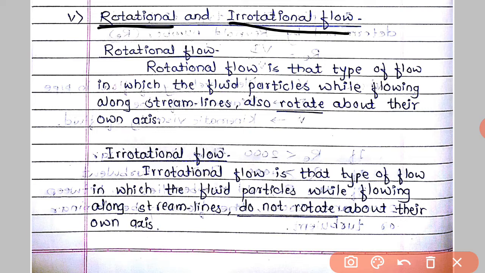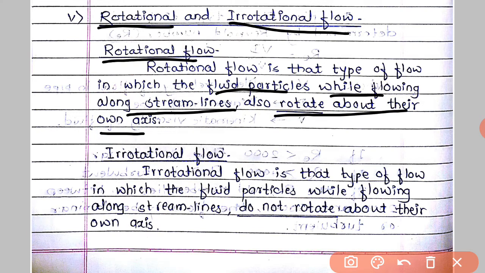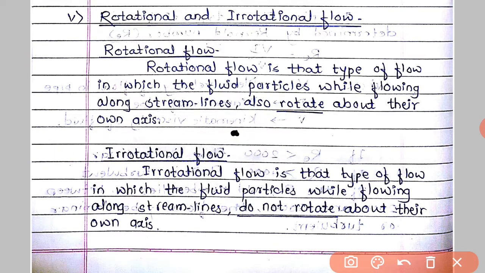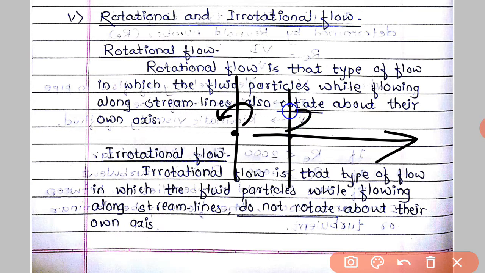So in case of rotational flow, the different fluid particles in the flow, which are flowing along the streamline or straight line, also rotate about their own axis. Consider this is a particle and this is moving along a streamline. If it rotates about its own axis and continuously it is flowing along a streamline, then it is called rotational flow.